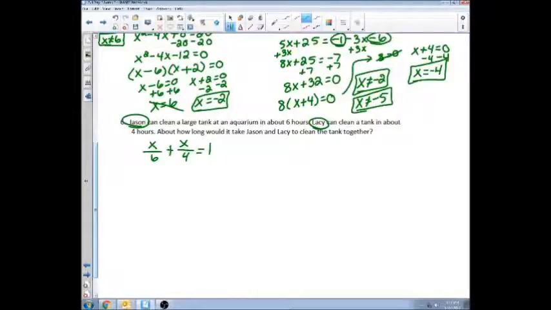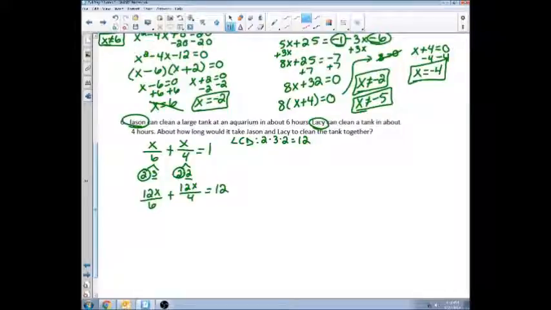All right? Now I have a problem just like I've done the rest of the time, which means I have to figure out what these break up into. 2 times 3, 2 times 2. So my LCD would be 2 times 3 times 2. 2 times 3 is 6. 6 times 2 is 12. So I'm going to multiply 12 by all of my numerators. So I have 12x over 6 plus 12x over 4 is equal to 12.